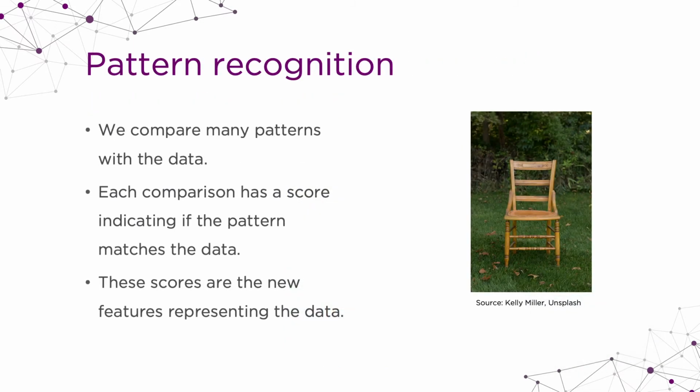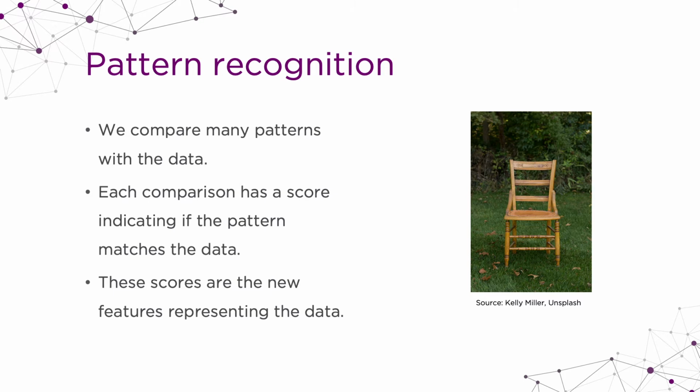So if I want to scale it to try to solve this problem, probably I should use a lot of patterns to see if all the sub-parts of a chair are present in this image. So I will use a lot of patterns that I will iterate over the image, retrieving some scores. I will have a vector of scores, and I can give it to a simple machine learning model. And also the scores, we can see them as new features representing the data.